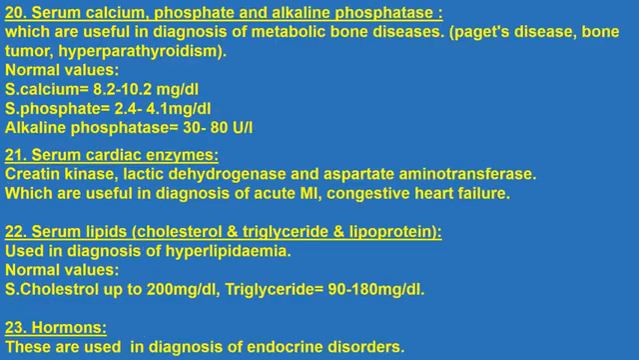Serum calcium, serum phosphate, and alkaline phosphatase. These tests are used in diagnosis of metabolic bone diseases such as Paget disease, bone tumor, and hyperparathyroidism. The normal value of serum calcium is 8.2 to 10.2 milligram per deciliter. Serum phosphate is 2.4 to 4.1 milligram per deciliter, while alkaline phosphatase normal level is 30 to 80 international units per liter.